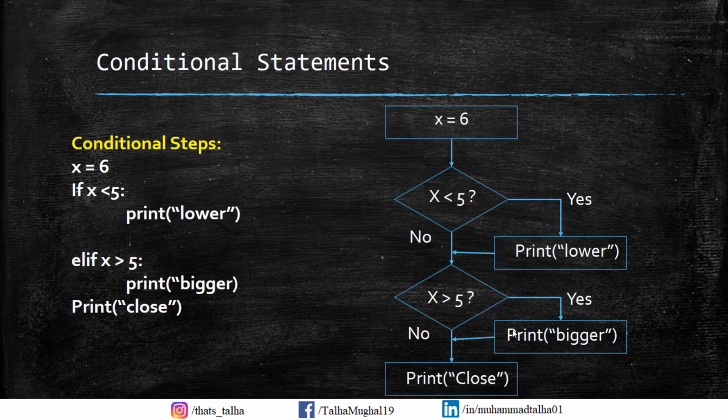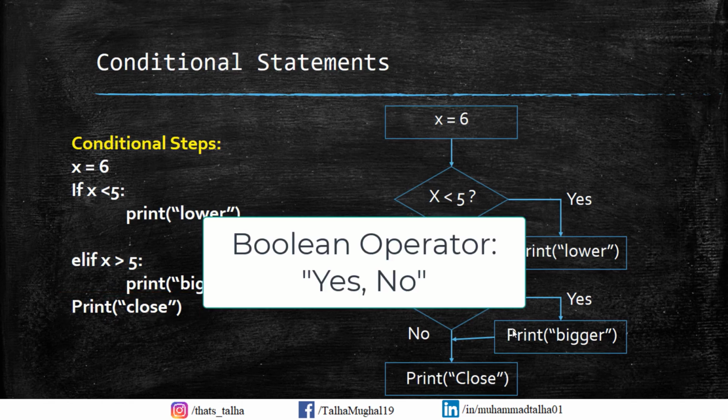But as you know, the value of 6 is greater than 5, so it will not print out the lower part. Instead, it will move ahead to the next condition, which is defined as else if x is greater than 5. And if that's true, then go ahead and print bigger. After that, get out of that conditional statement and then print close. So here we have used a Boolean expression to control the flow of our program.